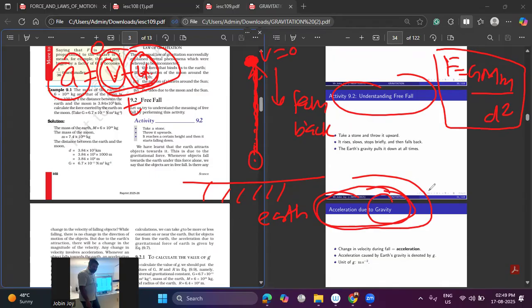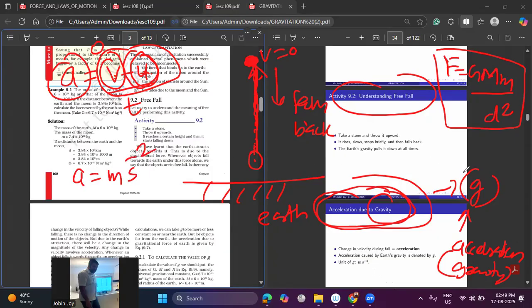And we will denote this using the small letter g. So small letter g is acceleration actually. But this acceleration is due to gravity. And we already know what the unit of acceleration is. The unit of acceleration is meter second raised to minus 2. The unit of g is also the same, because g is acceleration due to gravity, and the unit is also m s raised to minus 2.